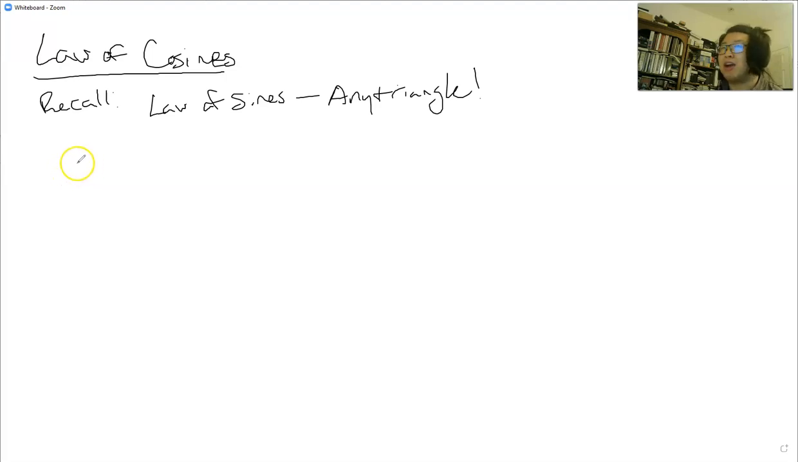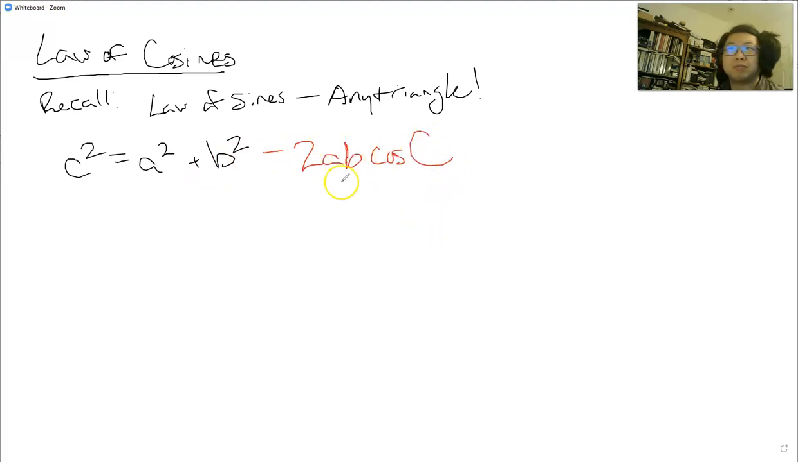So I'm going to go ahead and write the first version. C squared equals a squared plus b squared. There's the classic Pythagorean theorem. And then here's the new part, which I'm going to use a different color for. The new part is minus 2ab cosine c. Minus 2ab cosine c. So go ahead and write that down. That's the first formula in law of cosines.